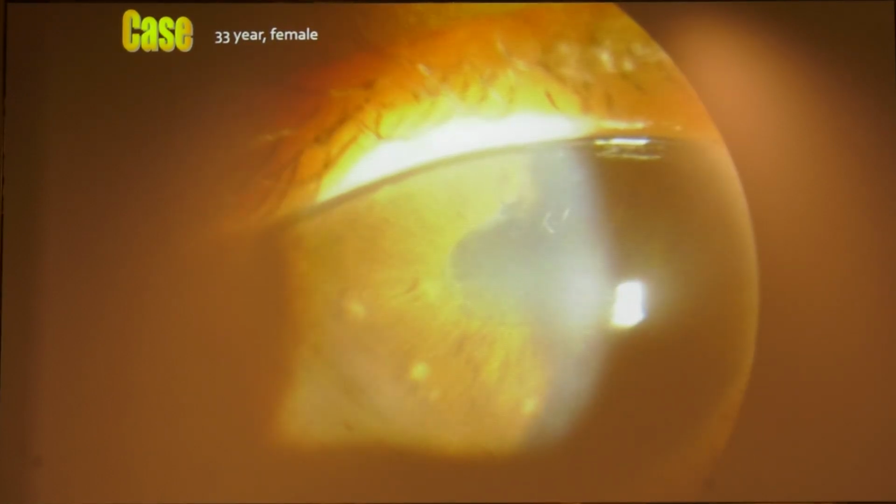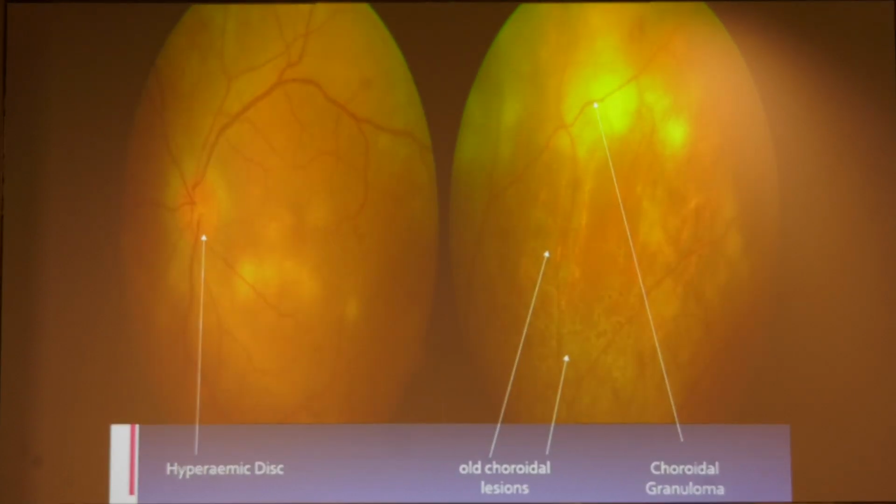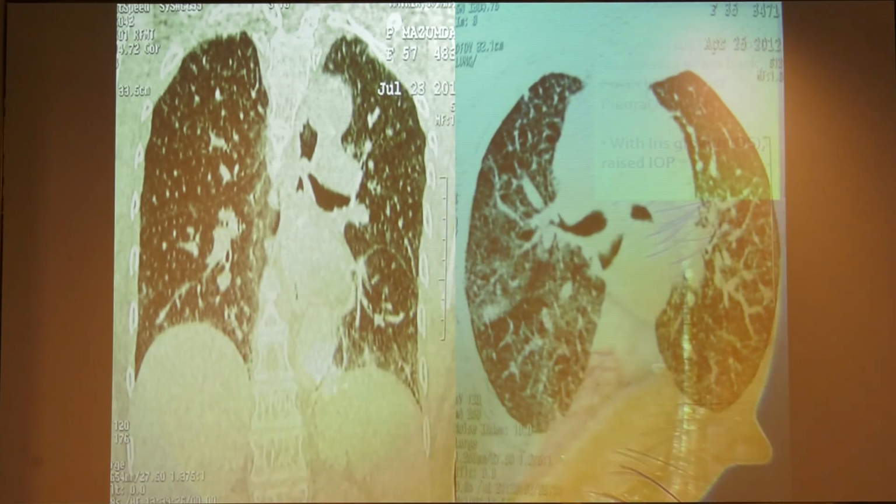Now, in inflammation, this is a 33-year-old female. Now we see there is an iris nodule with anterior uveitis, and this patient had cystoid macular edema, hyperemic disc, choroiditis, and choroidal granuloma in the right eye. And the left eye also showed hyperemic disc, old choroidal lesion, and choroidal granuloma. So it is very important to dilate and see, and the chest CT showed perihilar as well as pulmonary infiltrates.